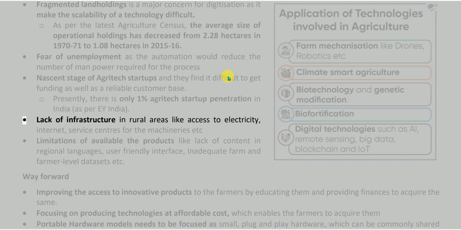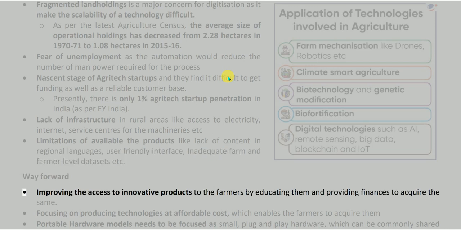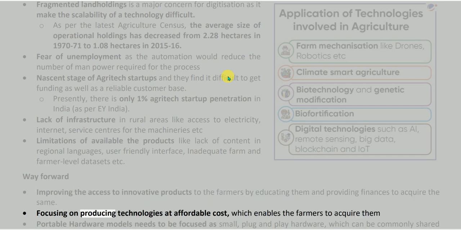Lack of infrastructure in rural areas, like access to electricity, internet, service centers for the machineries etc. Limitations of the available products, like lack of content in regional languages, user-friendly interface, inadequate farm and farmer level datasets etc. Way forward: improving the access to innovative products to the farmers by educating them and providing finances to acquire the same. Focusing on producing technologies at affordable cost, which enables the farmers to acquire them.